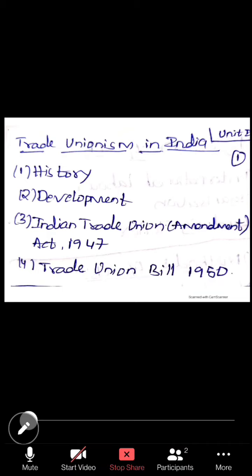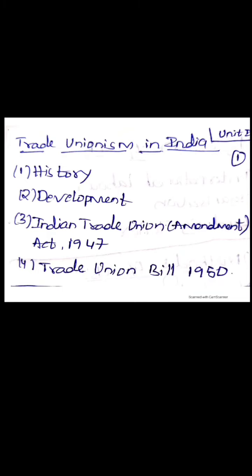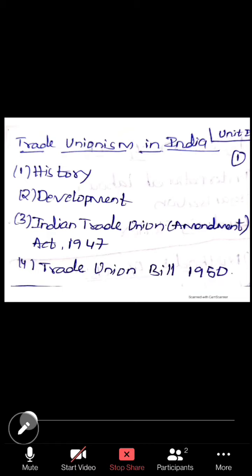Trade unionism in India. The synopsis for this is you have to write about the historical development of trade unionism in India. You have to write about the development of trade unionism in India, Indian Trade Union Amendment Act 1947, and then you have to write about Trade Union Bill 1950.